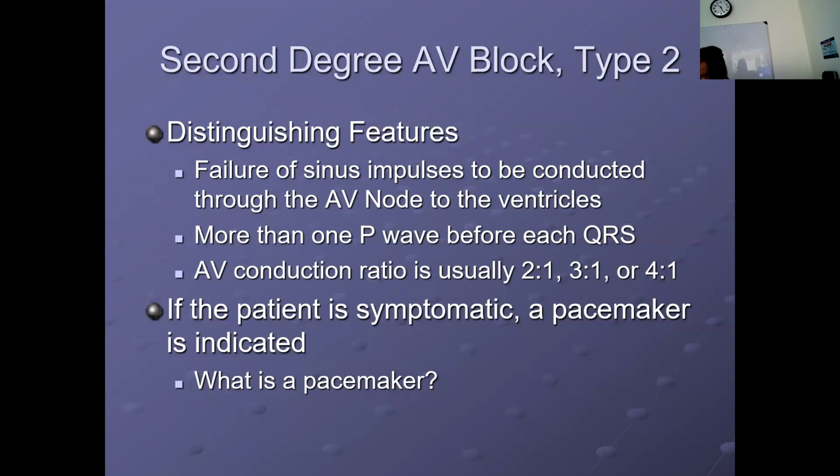Or the pacemaker can be implanted under the skin, and that's again permanent. And then the wires are threaded into the heart so they can stimulate the heart. So it can be an external pacemaker, or it can be an implanted pacemaker. And then it applies an electrical current to the heart, which initiates an impulse.